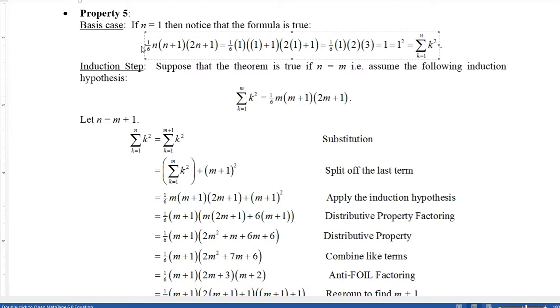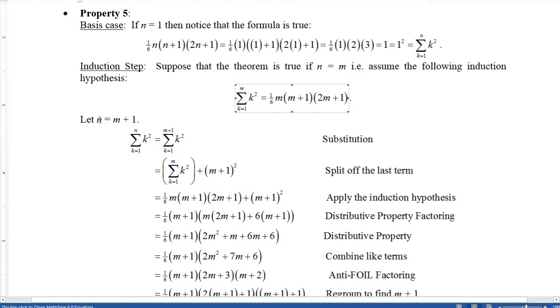Suppose the theorem is true when n equals m. In other words, we have the following, what's called the induction hypothesis. We assume that we know that the sum from k equals 1 to m of k squared has this formula where the m is there: 1/6 m times m plus 1 times 2m plus 1. So if we assume that is true at some level m, we have to show that that's going to make it true at one level higher.